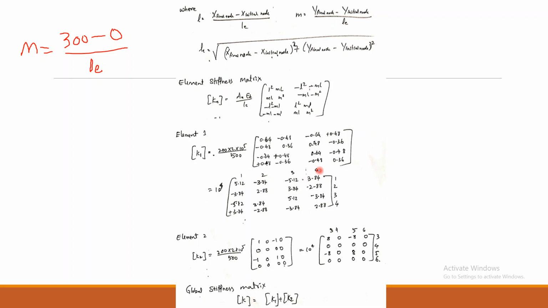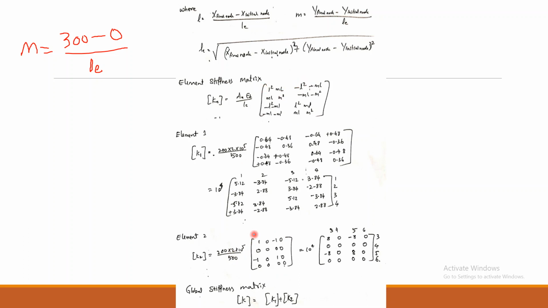1, 2, 3, 4. 1, 2, 3, 4 like that. Okay, next, once the provision for global degrees of freedom has been done, next we will go for the stiffness matrix of the element 2. That is, let us denote it by K2.